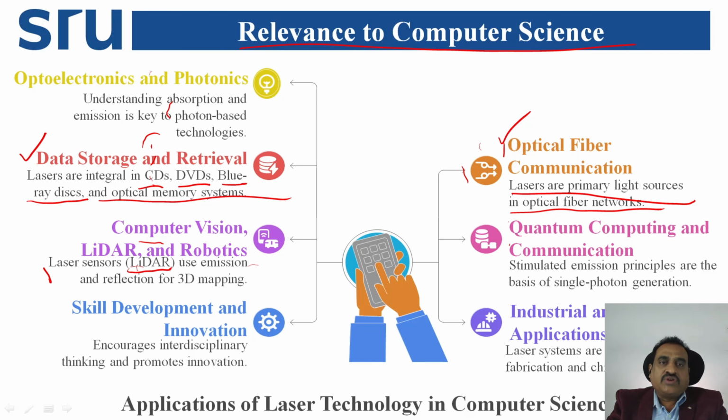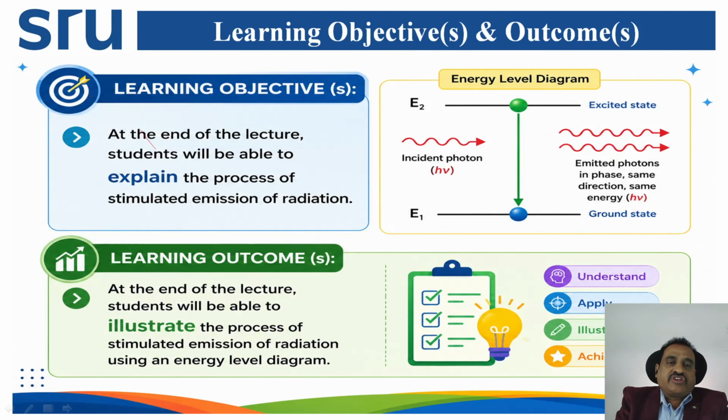Coming to the learning objective, this is the learning outcome. At the end of the lecture, the students will be able to explain the process of stimulated emission of radiation. Students will also be able to illustrate the process of stimulated emission of radiation using an energy level diagram, showing the lower energy state and the higher energy state.